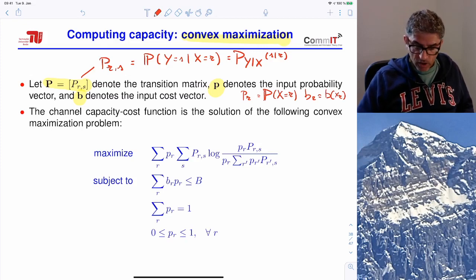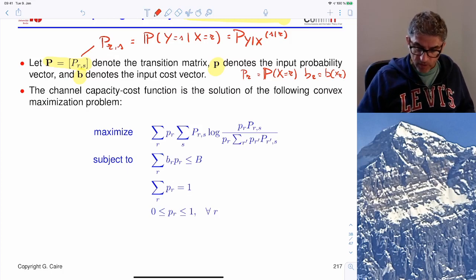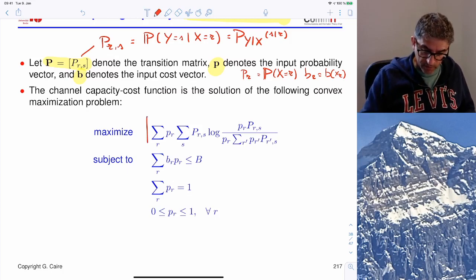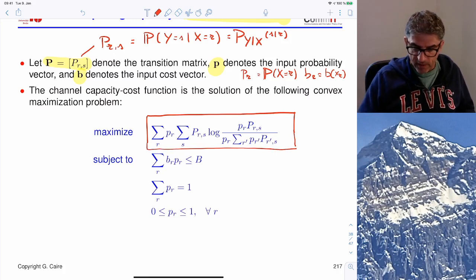Now, from the definition of mutual information, we see that the mutual information can be written in this way. A very good exercise is to go back to the various ways of writing mutual information and see that in fact you can write it in this way.